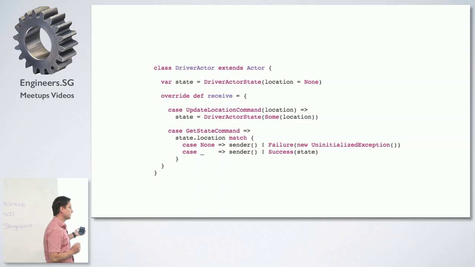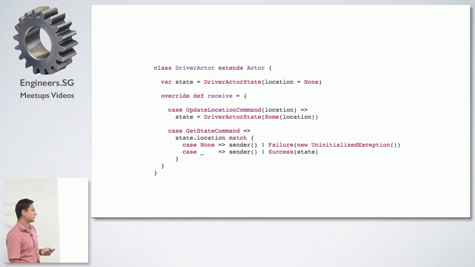I hope everyone can understand. Let's try to see what happens here. This is a driver actor, like the simplest driver actor. And what we try to do is to have a real-time view of the driver, of his location. Location, it might be a GPS coordinate.